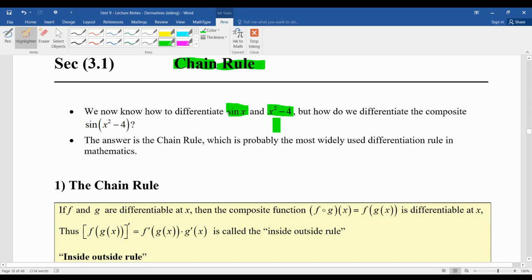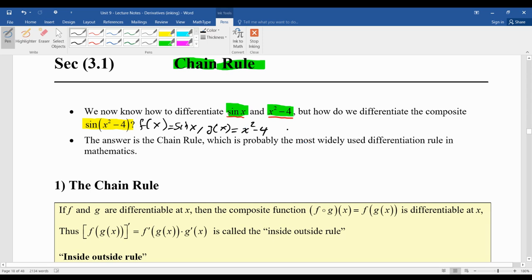Now, when it comes to a composite function, for example, the function sine of x squared minus 4 is a composite of two functions, the sine function and x squared minus 4. To show that, we can say, let f of x be sine of x, and let g of x be x squared minus 4.